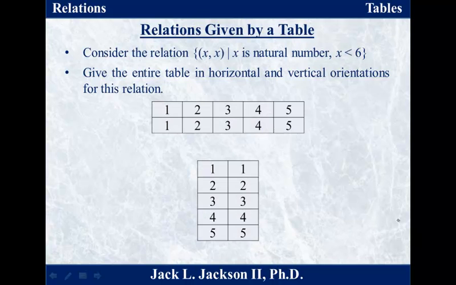Okay, well you're back. Hopefully you can see that the x and the y are the same, the input and the output are the same, and so the input is a natural number less than 6, so the input has to be 1, 2, 3, 4, 5, and the output's exactly the same. And so we can see that there's the table both written horizontally and vertically.